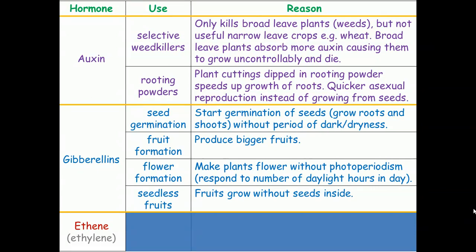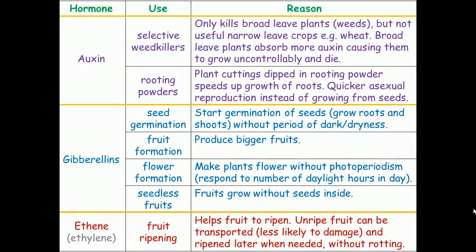And then the last hormone which we talked about was ethene, which is also known as ethylene in some books. And the use of ethene is to ripen fruit. So here it helps fruit to ripen, and that's useful in the exam, you might have to mention that the unripe fruit can be transported. It's less likely to damage or get bruised. And then using ethene you can ripen it later when it's required by the consumers without it rotting.